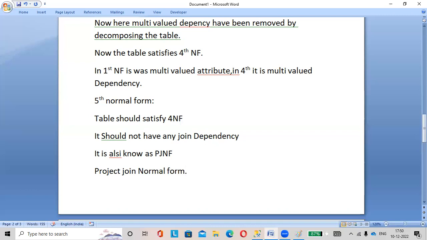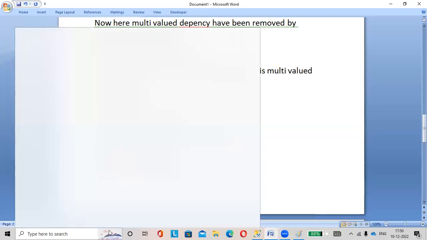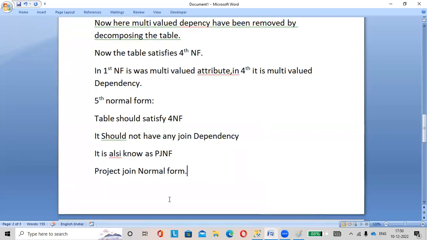If join dependency does not exist, then either the data is lost or new entries are added. Okay, it does not accept. When we are decomposing the table, if we are joining the tables again, we must get the same data. Is it clear about fifth normal form? Yes, ma'am.